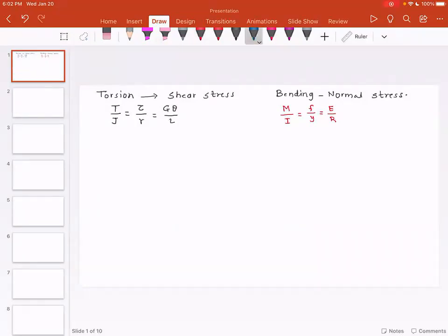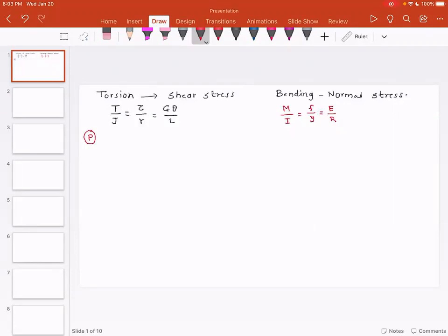So I'm going to work out problems with pure torsion. The problems with pure torsion include the problems wherein the shaft is transmitting power, or if you have couplings. So shaft and couplings are designed on the basis of the torsion equation. So let me take a problem.